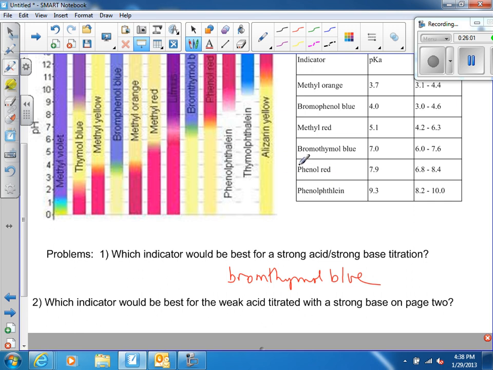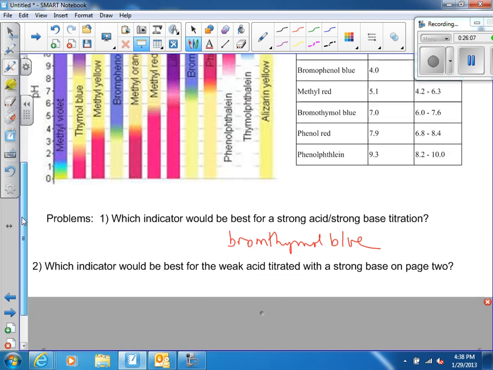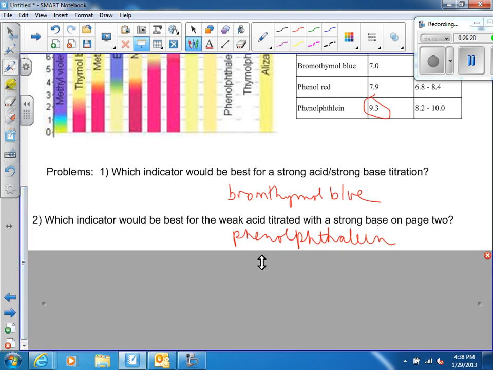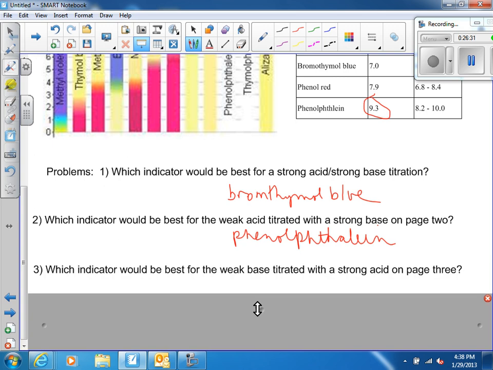You know, both phenol red and phenolphthalein could work. I would pick the phenolphthalein because I was saying it was between 8.5 and 9. So personally, I'd pick the phenolphthalein. Phenolphthalein. I hate spelling that word. PHTH. It's very confusing. Phenolphthalein, because its pKa is 9.3. The equivalence point pH was approximately 9, and those are pretty close.